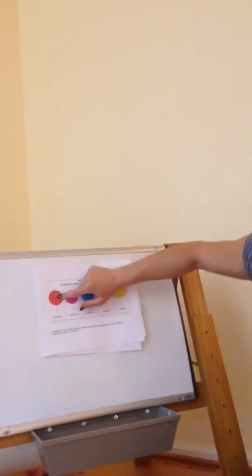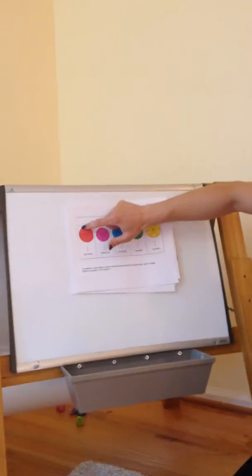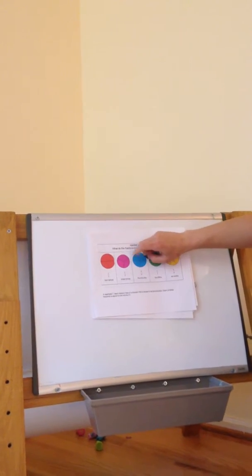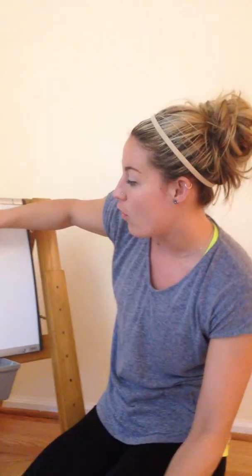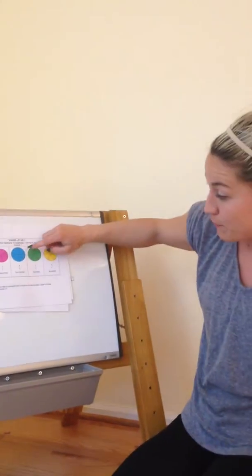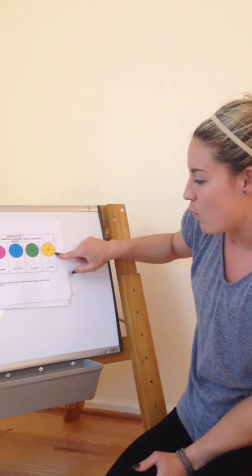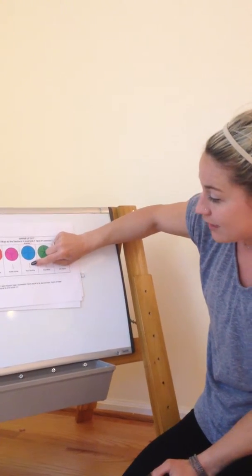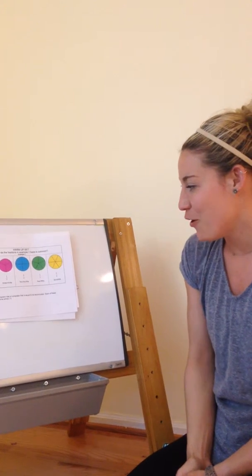So they're shaded. So right here in the red circle, we have 2 pieces out of one whole. In the pink, we have 3 pieces in one whole. Now we have 4 pieces in one whole. And in the green, we have 5 pieces in one whole. And in the yellow, we have 6 pieces in one whole. So if a fraction has a numerator that is the same as a denominator, what do you think that equals? One whole. One whole, correct.